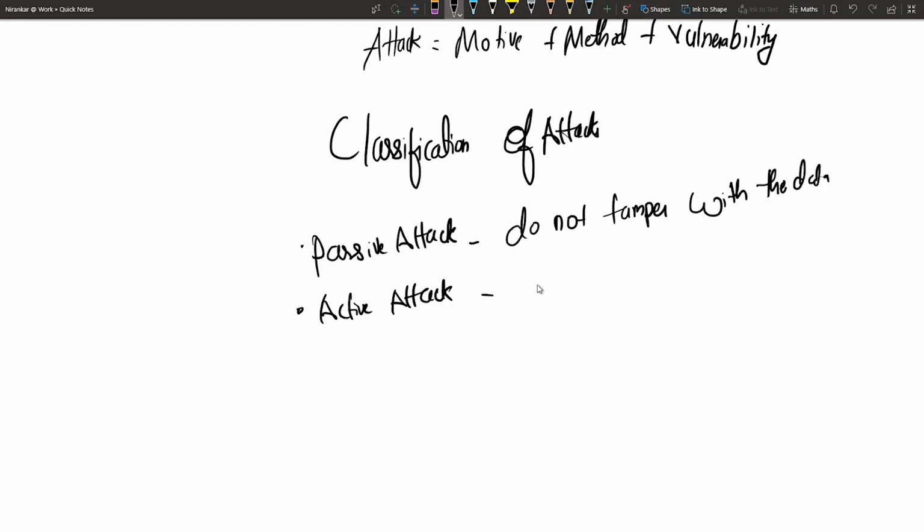And an active attack tampers with the data. If we talk about passive attack more, I'm monitoring the network traffic and data flow on the target network. It includes sniffing and eavesdropping. If I talk about active attacks, here I'm disrupting the communication and services between systems to bypass or break into a secured system. Let's say man in the middle attack, session hijacking, SQL injection, denial of service attack.